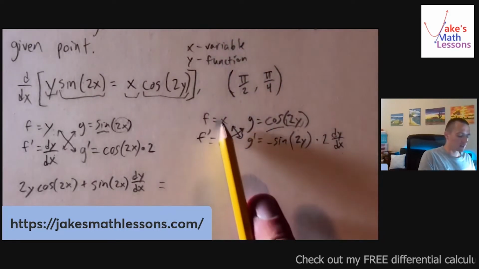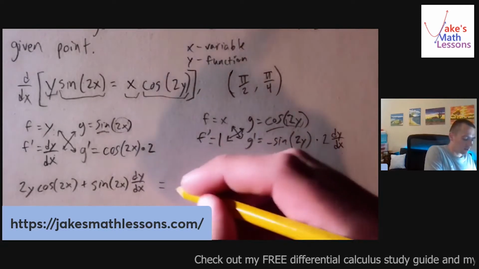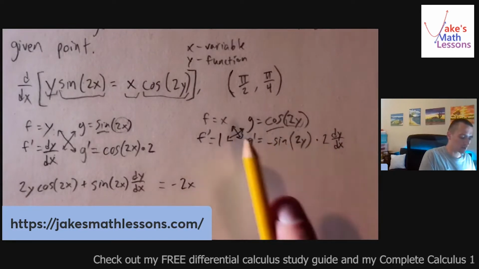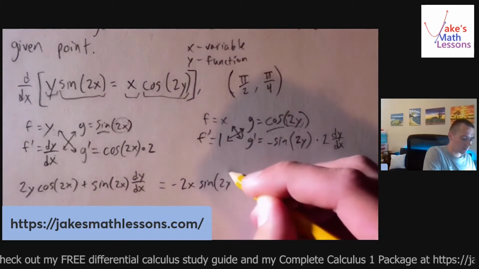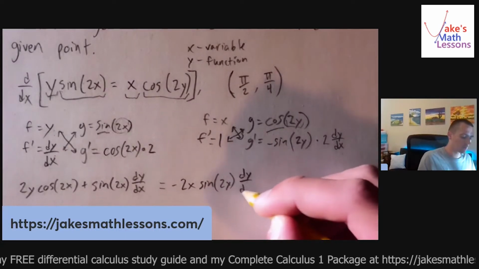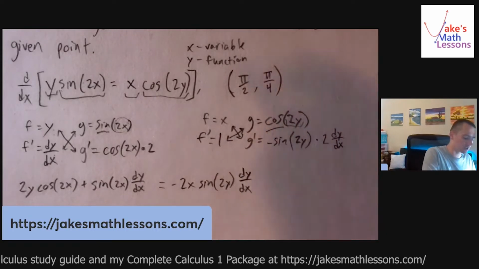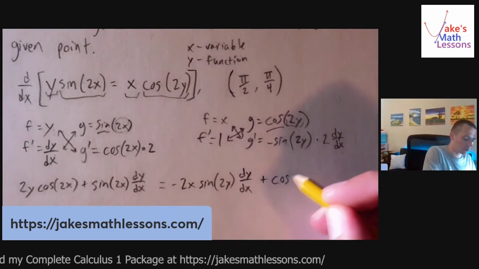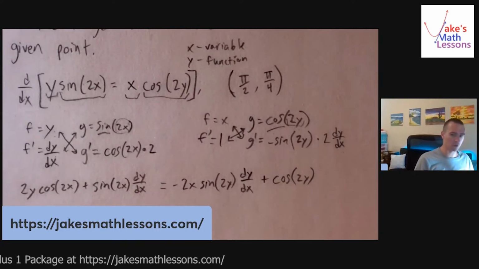So then by product rule, we will cross multiply these. So we will get x times all this stuff. So we're going to have negative 2x times sine of 2y times dy dx. And then we're going to have 1 times cosine of 2y, which is just cosine of 2y. So then we're going to add in cosine of 2y, and that is due to the product rule. So now we've taken the derivative of both sides of our equation.